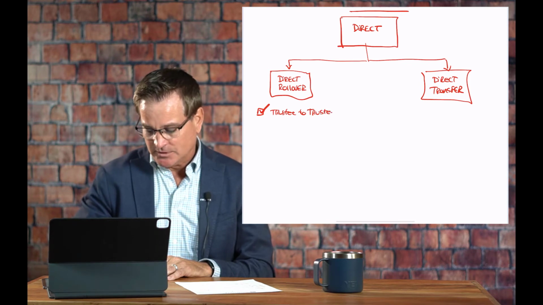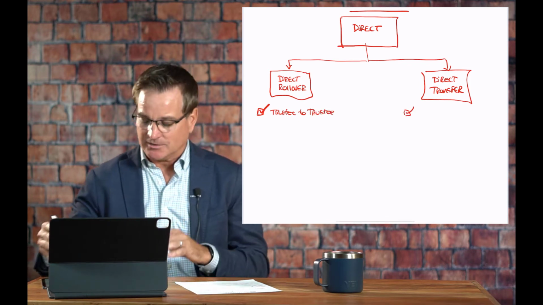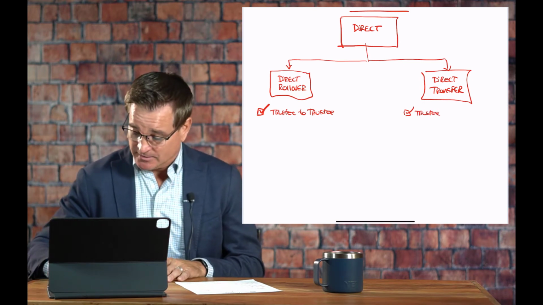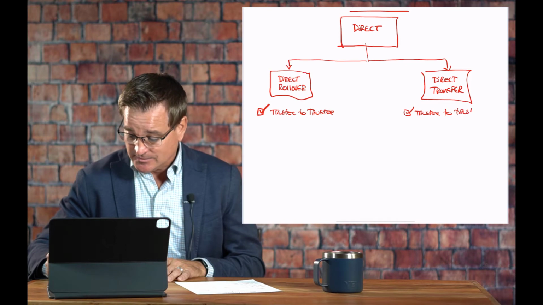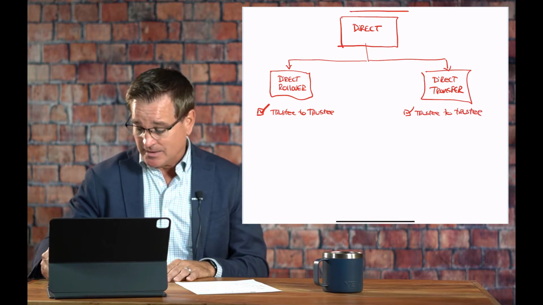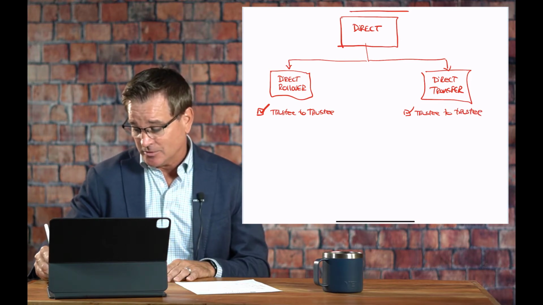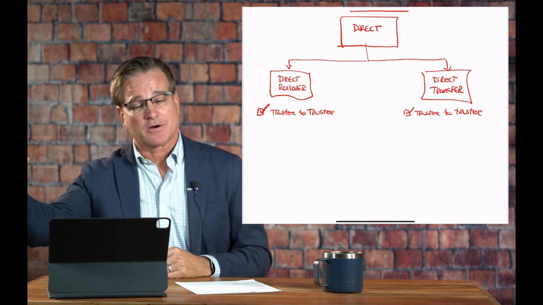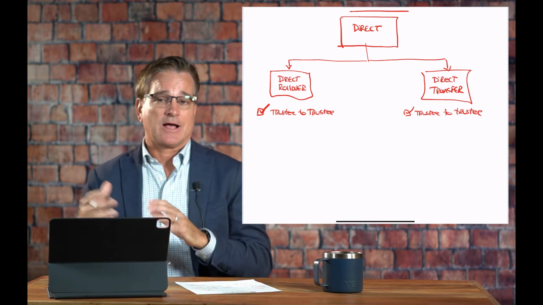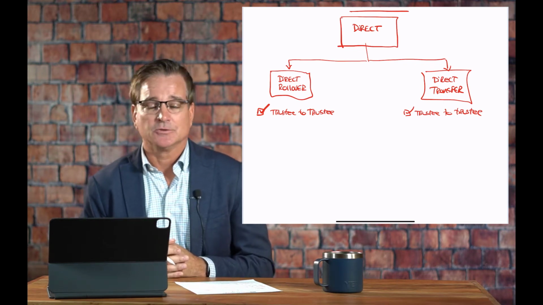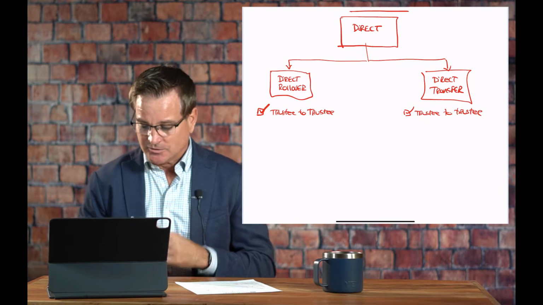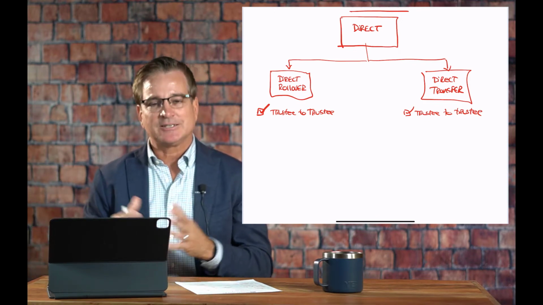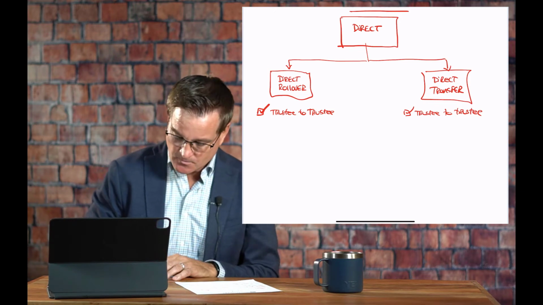Now remember, we talked about last week the indirect method where it is not a trustee to trustee method. There's a middleman involved, and that middleman is the account owner, where the trustee sends the money to the account owner first, and then that account owner has time to put that money into the new holding account. So in both of these situations, a direct rollover and a direct transfer, it is a trustee to trustee transfer.